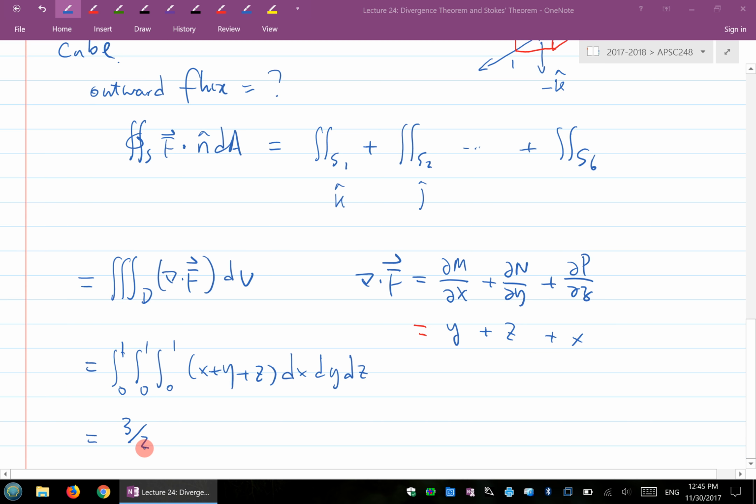Is that good? Now, if you are interested in the proof of the divergence theorem, you can take a look at the lecture notes. There is a relatively lengthy proof there for the divergence theorem.